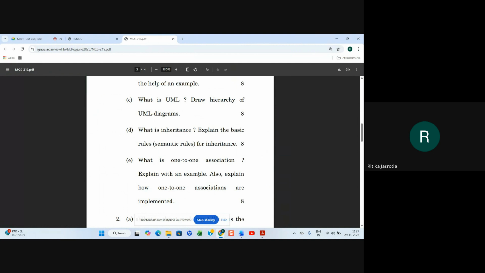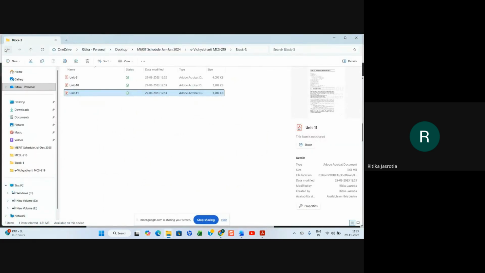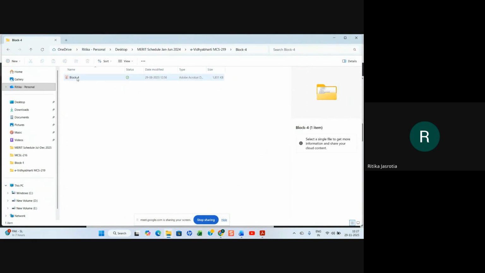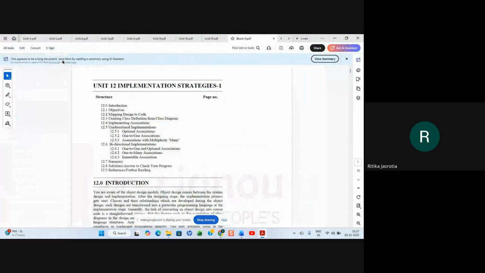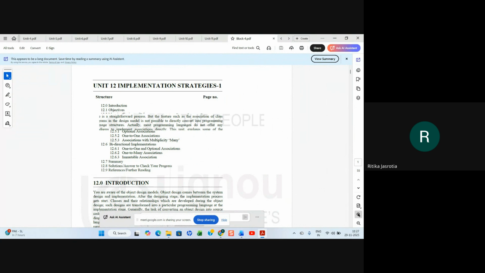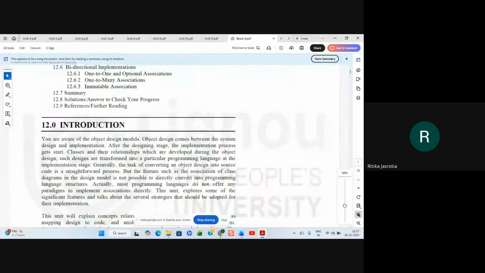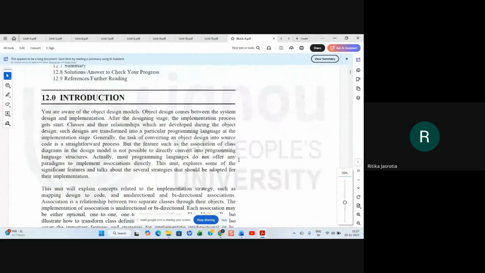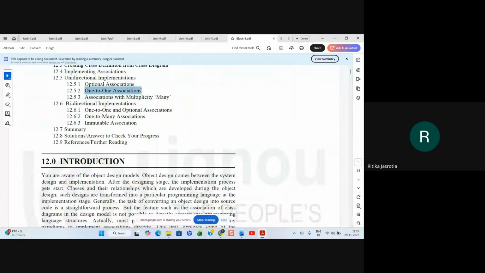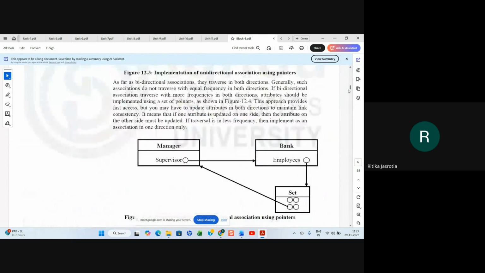Explain with an example. The example is also given. Also explain how one-to-one associations are implemented. For the implementation part, remember we had gone to unit 4 in our practicals. So in block 4, unit 12, one-to-one association is given under unidirectional and bidirectional also. Whichever you want to give as an example, you can take that. So I'm just going for that.